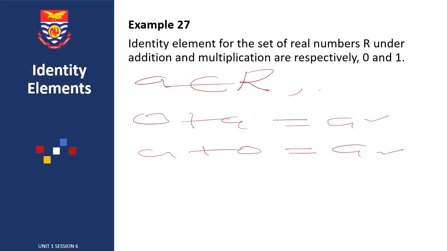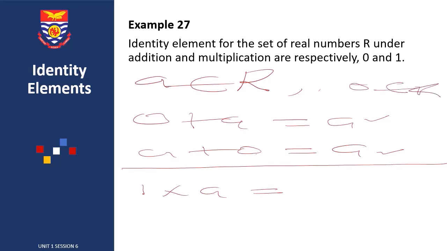of real numbers. Similarly, for multiplication, if we have 1 times A, where A is a member of R, here you can see that 1 is a member of R. So 1 times A equals A, A times 1 equals A, for all A that is a member of the real numbers. So you can say that the left identity element operating on A, we get A, and the right identity element operating on A, we get A. So we can say that 1 is the identity element for multiplication under the set of real numbers.